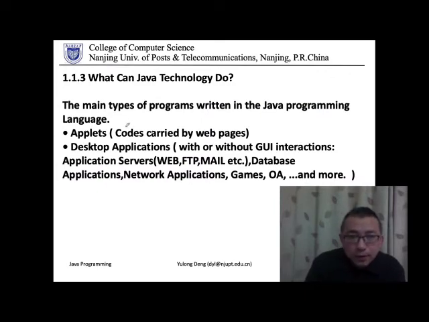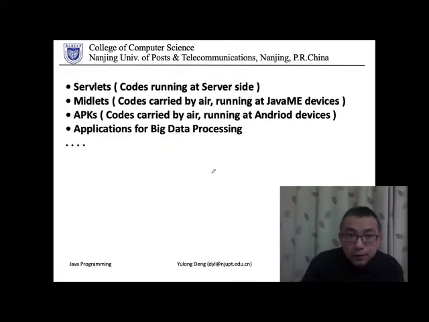What Java technology can do, in detail: there are a bunch of software programs written in Java. There are applets, there are desktop applications, and applets are code running in the browser. Desktop applications may have a graphical user interface or not. It's a common application type. And servlets are application code running on a server, using Enterprise Edition technology.